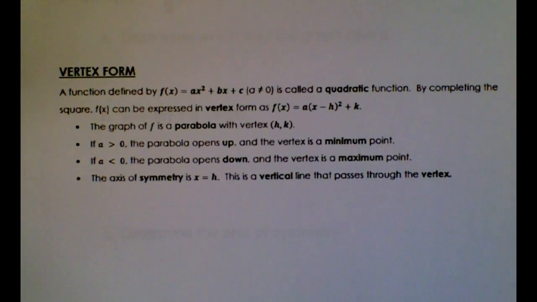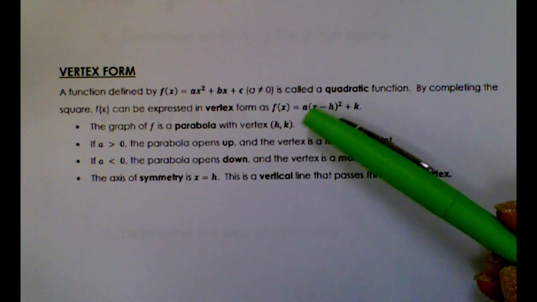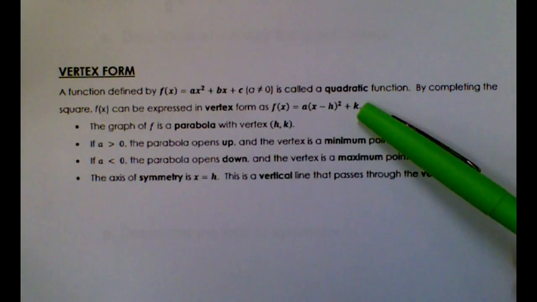So our quadratics we can put into vertex form. A function, ax squared plus bx plus c, is a quadratic function. By completing the square, we can rewrite it in vertex form as a times x minus h squared plus k. The vertex is h comma k. Notice that it's minus h plus k. So h is the opposite of what it looks like, k is exactly what it looks like.